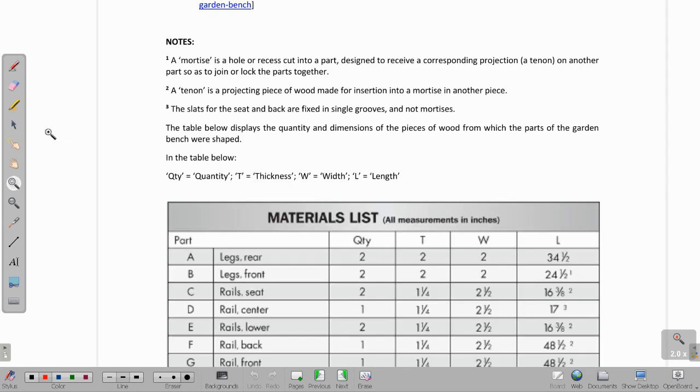This one says a mortise is a hole or recess cut into a part designed to receive a corresponding projection, a tenon, on another part, so as to join or lock the parts together. So mortise is a hole. And a tenon is a projecting piece of wood made for insertion into a mortise in another piece. So you need to understand basically what a mortise and a tenon are, and that's kind of easy to understand.